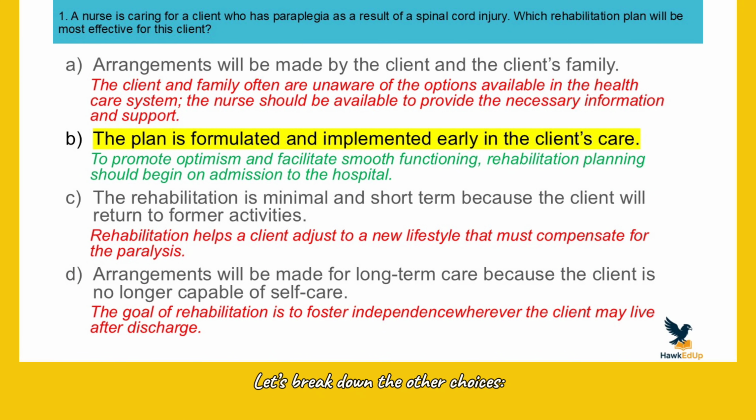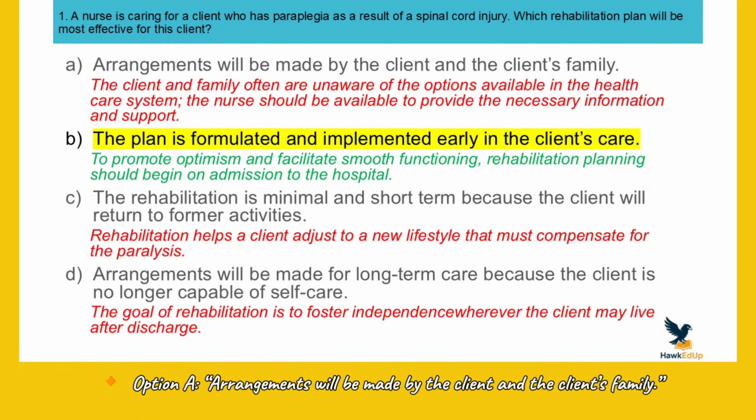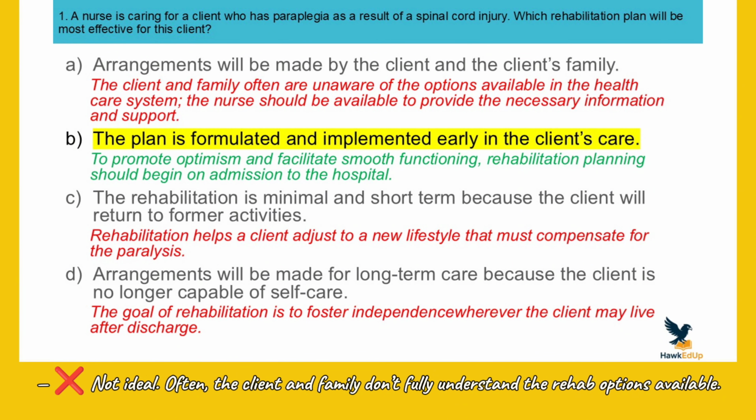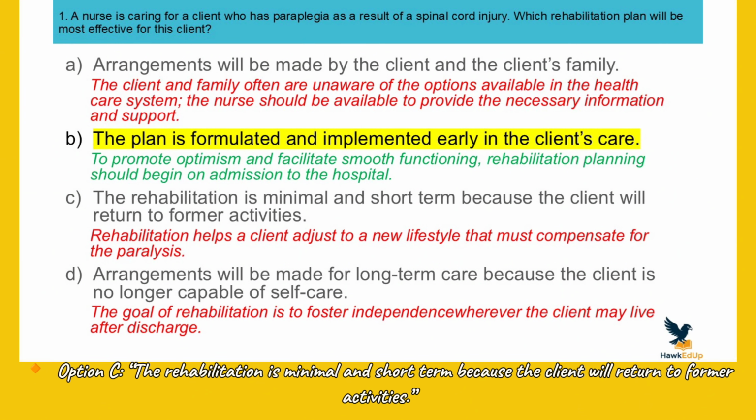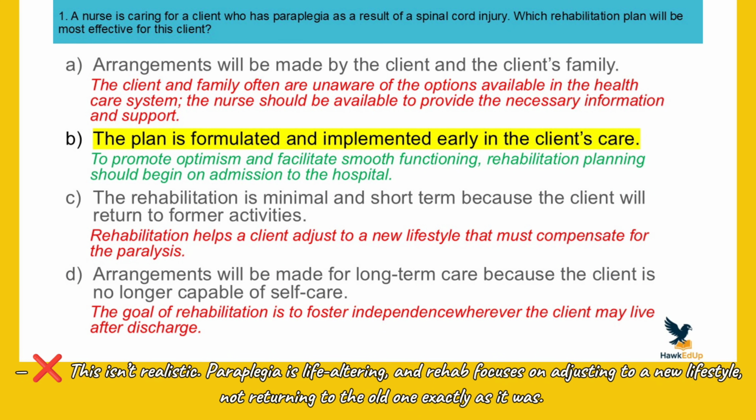Let's break down the other choices. Option A. Arrangements will be made by the client and the client's family. Not ideal. Often, the client and family don't fully understand the rehab options available. That's where the nurse's role comes in, to guide, educate, and support them. Option C. The rehabilitation is minimal and short-term because the client will return to former activities. This isn't realistic. Paraplegia is life-altering, and rehab focuses on adjusting to a new lifestyle, not returning to the old one exactly as it was.